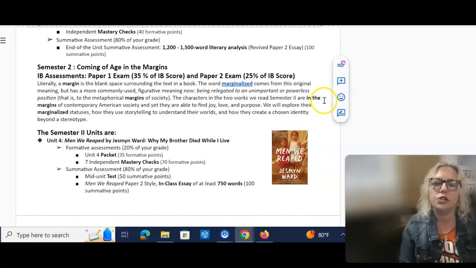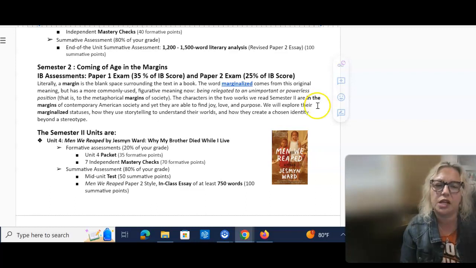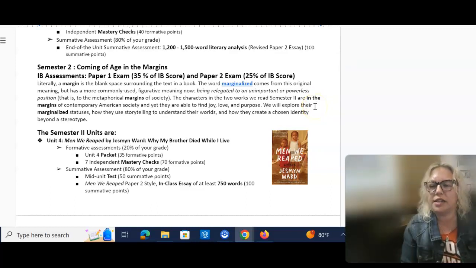The characters in the 2 works we read semester 2 are in the margins of contemporary American society, and yet they are able to find joy, love, and purpose. We will explore their marginalized statuses, how they use storytelling to understand their worlds, and how they create a chosen identity beyond a stereotype. The semester 2 units are Men We Reaped by Jesmyn Ward, Why My Brother Died While I Live. The formative assessments are a packet and mastery checks, and the summative assessment is a mid-unit test and a paper 2 style in-class essay.